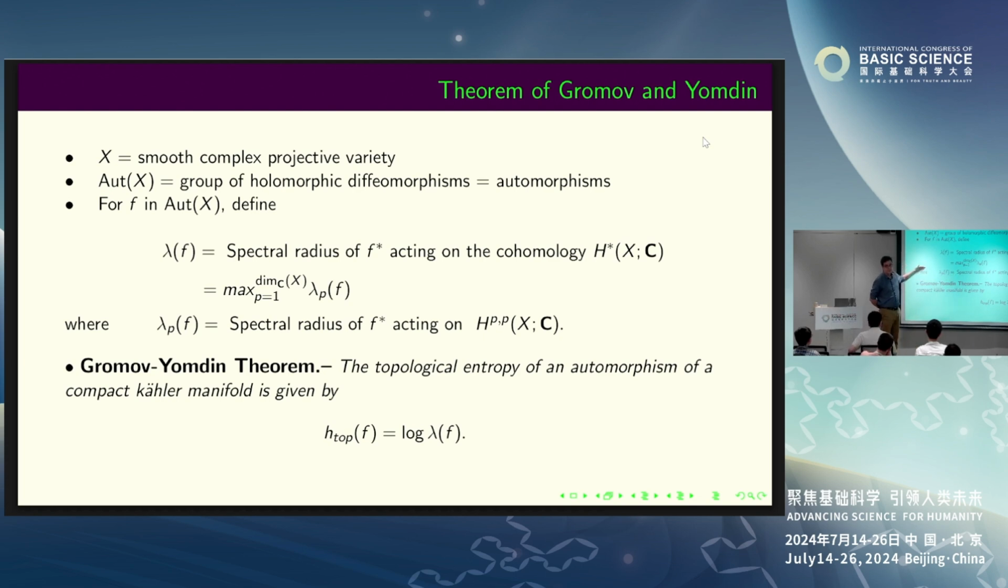You can define a sequence of them. So for each codimension p, you can look at the action of f star on the H^{p,p} of X. This is part of the cohomology in the Hodge decomposition; H^{p,p} is the global cohomology. I will come back to that. So we have these numbers, where p is the dimension, and we take the maximum.